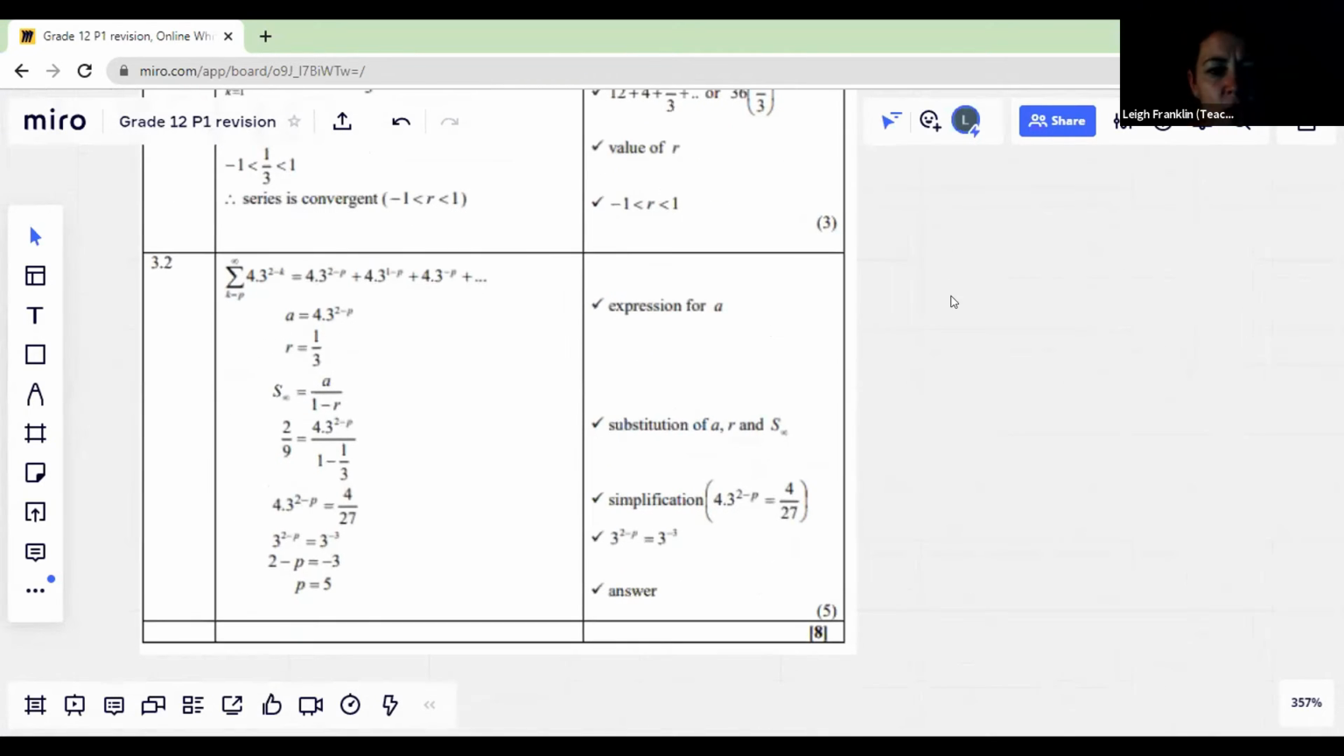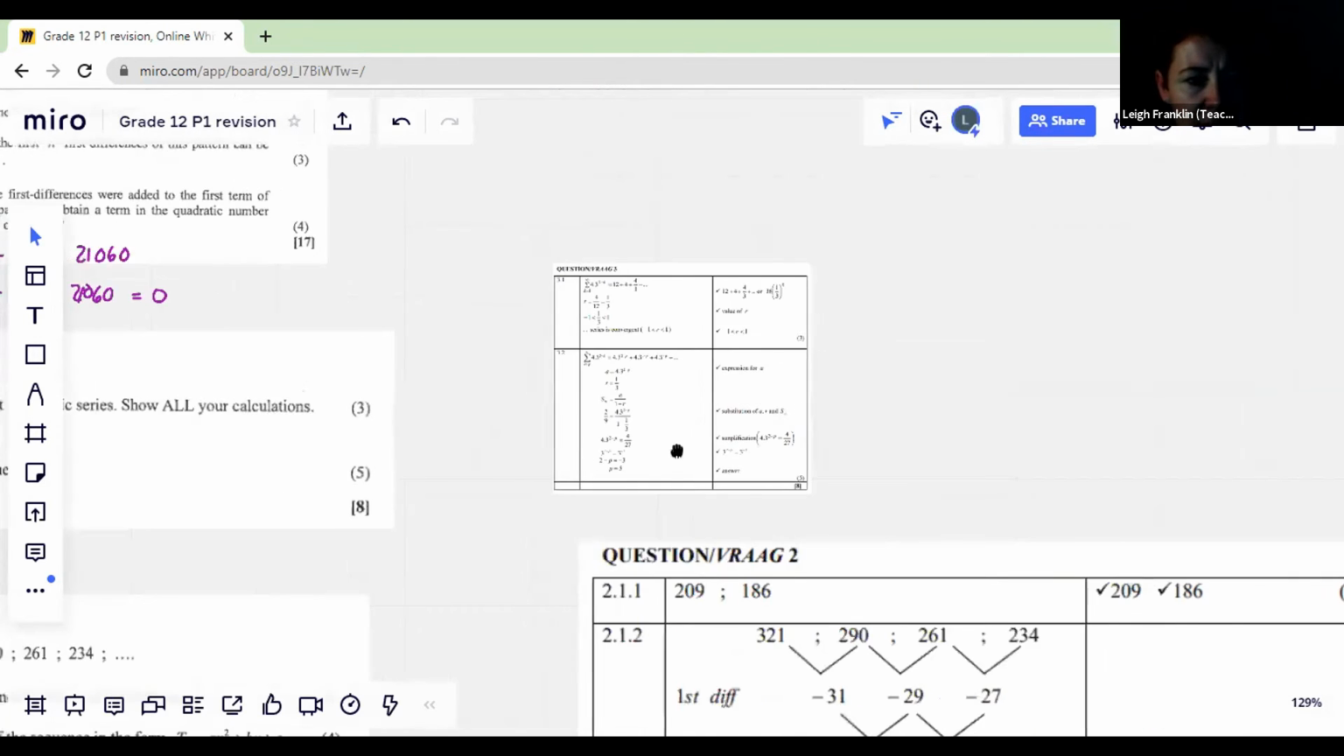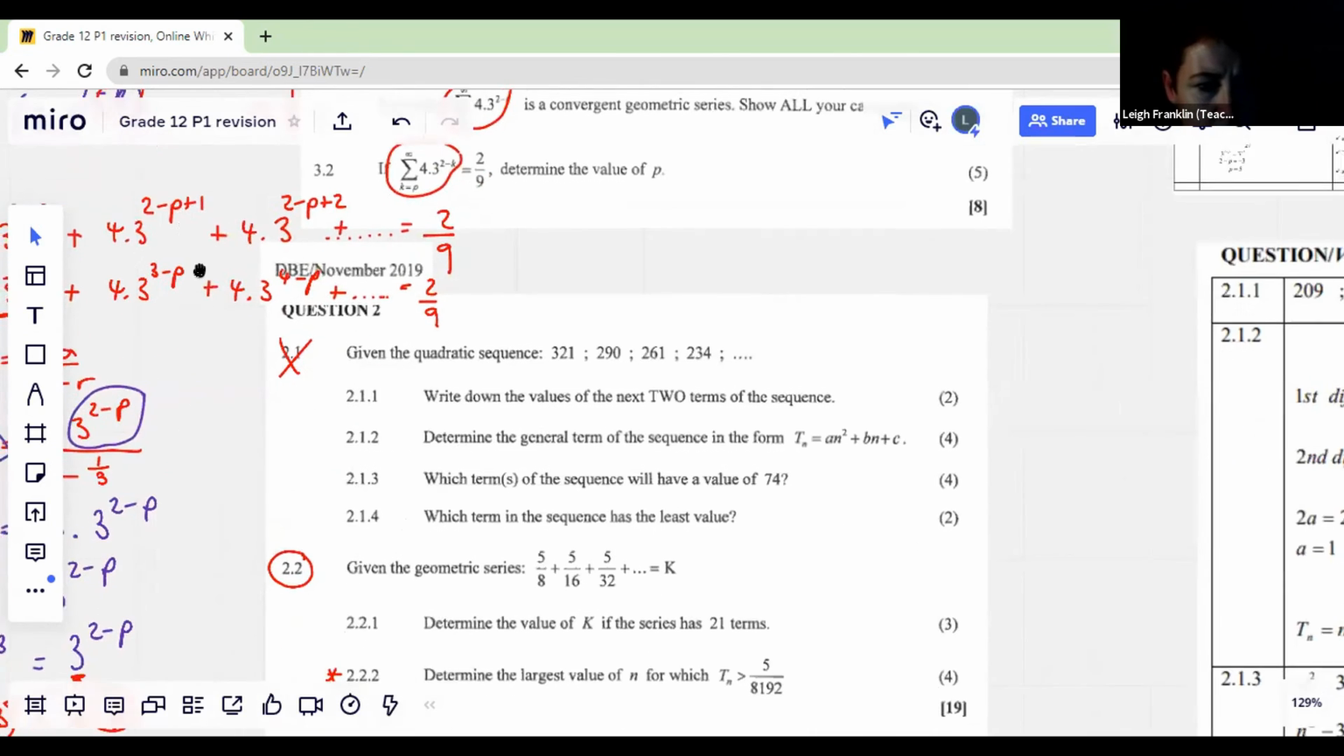All right, so Matrix, in this question, there would have been the expression for a, so that's why we just need to simplify it a little bit. Then subbing of a and r into sum to infinity. That is an accuracy mark on that substitution. If you don't sub into sum to infinity, you won't get that mark. So it's very important in matric that you sub into the correct formula. Simplifying, we ended up with 4 times 3 to the 2 minus p equals 4 over 27. Equating the bases so we can equate the exponents, and then the last mark was for the answer. Okay, all right, so let's fly back and go and have a look at what the others were working on.